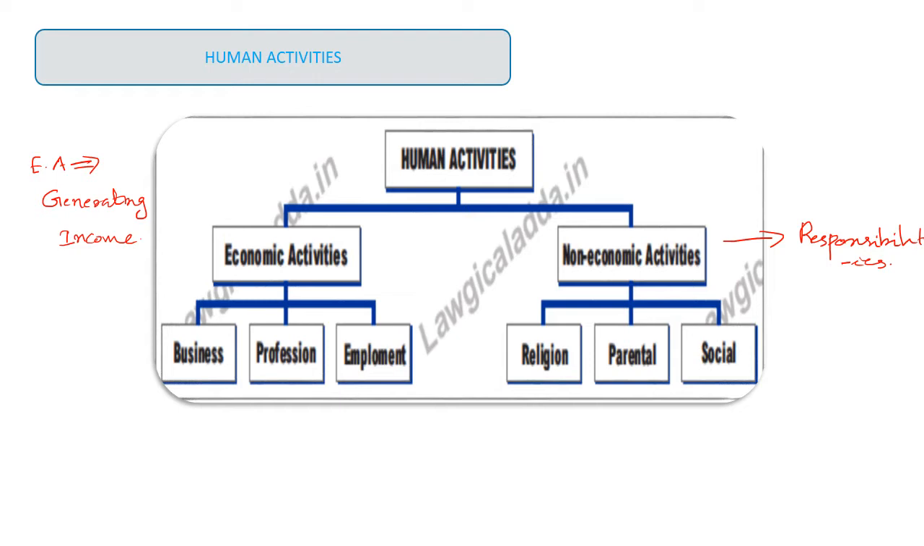Those activities that provide you with income are counted as economic activities, and those activities you do as a responsibility or as a social obligation are counted as non-economic activities. Economic activities we can further categorize into three: business, profession and employment. Non-economic activities we can categorize as religious activities, philanthropic activities, and social activities. So these are the two types of human activities.